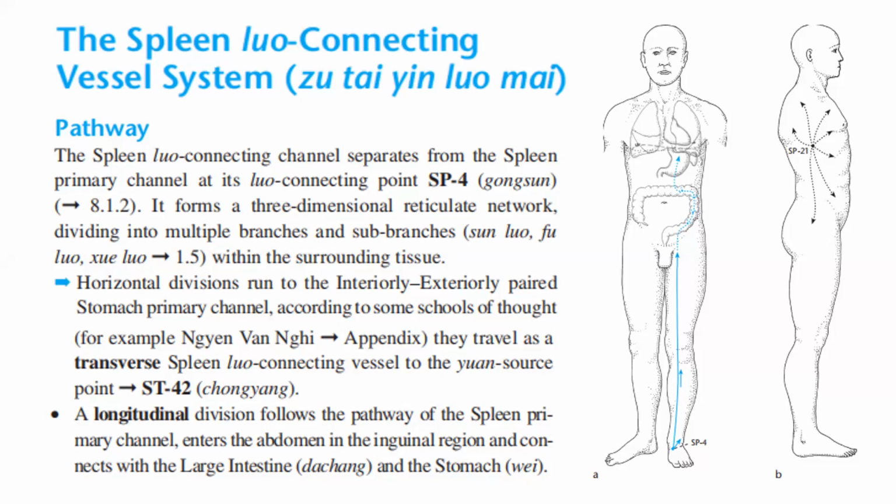According to some schools of thought, for example, they travel as a transverse spleen Luo-connecting vessel to the Yuan-source point, Stomach 42. A longitudinal division follows the pathway of the spleen primary channel, enters the abdomen in the inguinal region, and connects with the large intestine and the stomach.